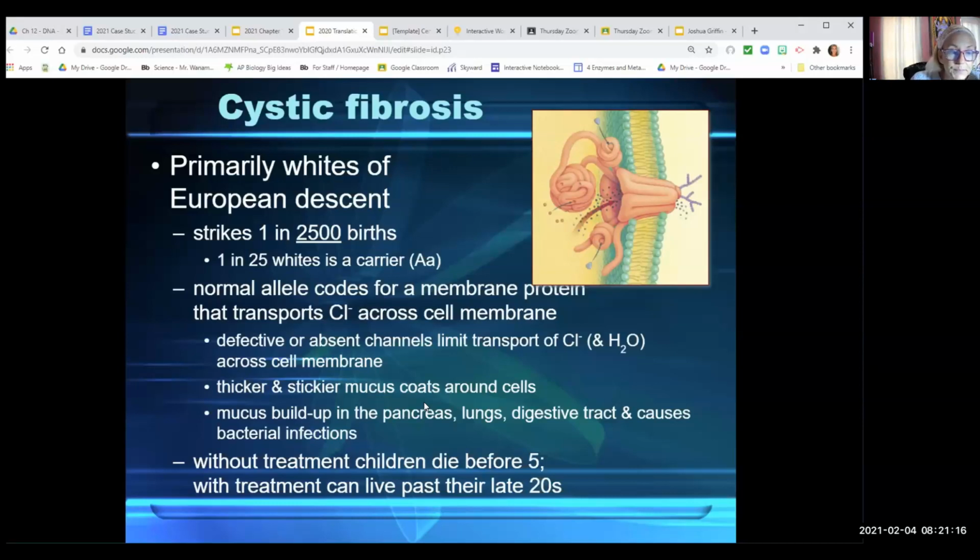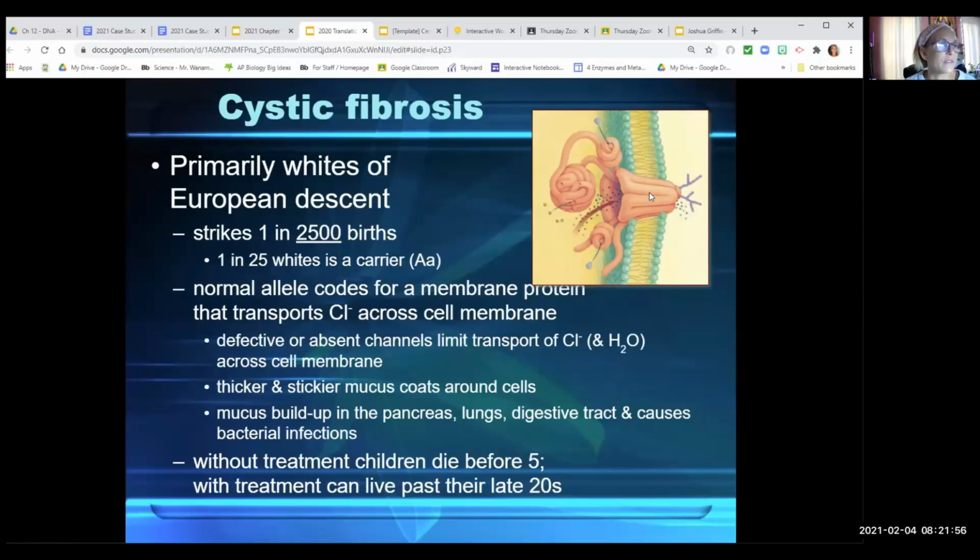And the reason why is because they can catch infection so much more easily, because they're not ridding the cells of their lungs of mucus, and mucus traps bacteria. So they get sick a lot easier. It happens 1 in 2,500 births, and 1 in 25 white individuals are carriers. So what's happening is the normal allele codes for a membrane protein. So this is our membrane and this is our protein, and it's a channel protein. So it should shuttle chlorine across the membrane.